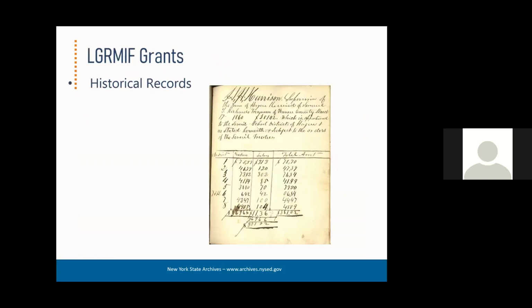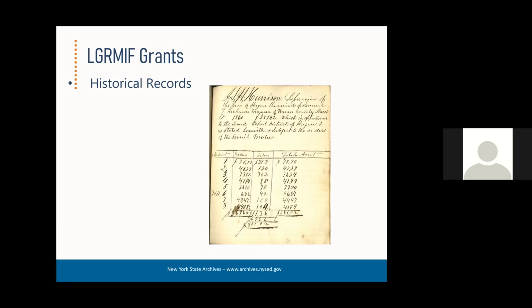Okay, so New York State Archives gives out what's called the Local Government Records Management Improvement Grants. And they're all for a bunch of different categories for records management. One is historical records. So here we have an example right here. Now, I need you to understand that this is a competitive grant program. You're competing against everyone else in the state. So make your best case. Explain what records you're working with and explain why they need help and why they're important.